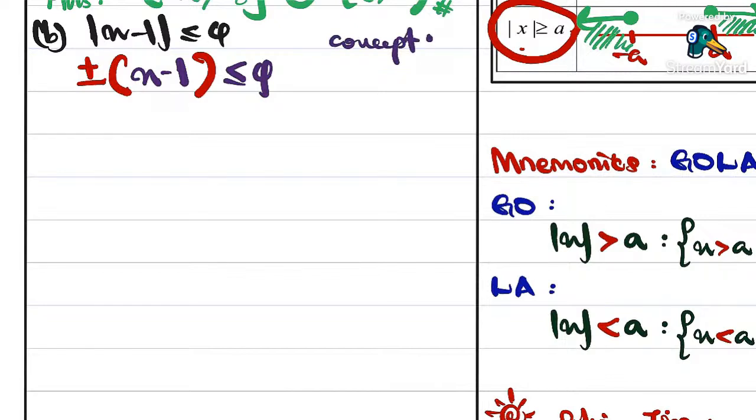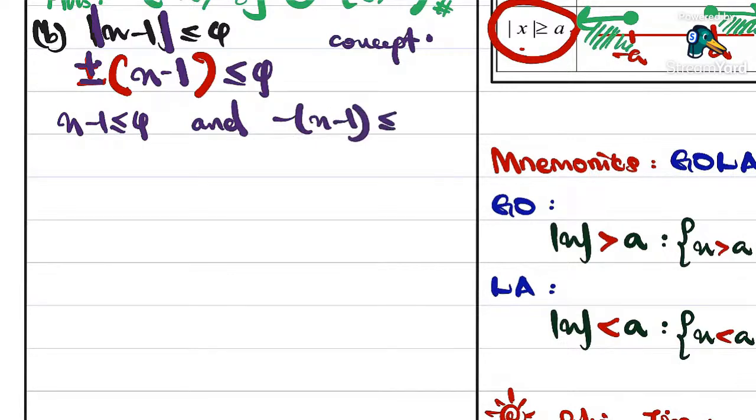So the concept here is to change this modulus into plus or minus sign. You know that already. And then you can see that x minus 1 is less than or equal to 4, isn't it? x minus 1 less than or equals to 4. And this one is "and" right now. And negative x minus 1 is less than or equals to 4. Okay, why is it "and" this time? Why is it not "or"?